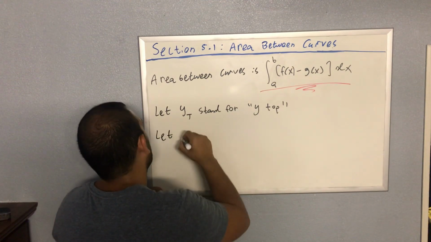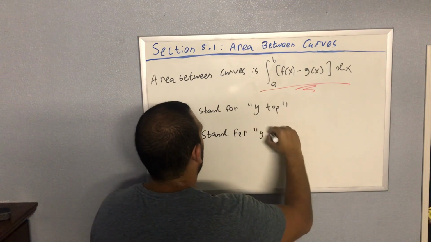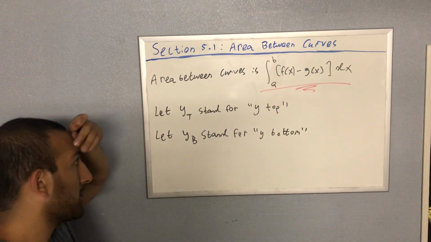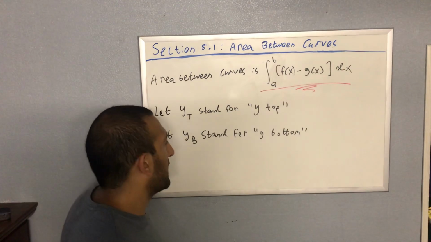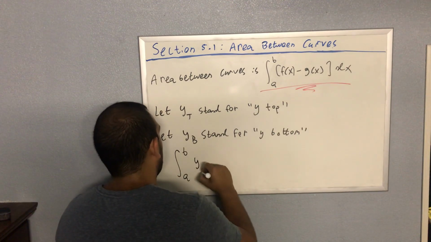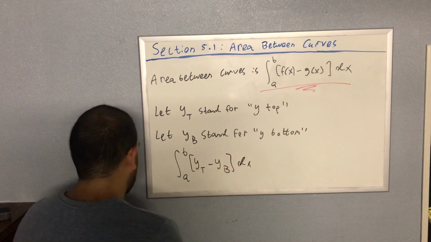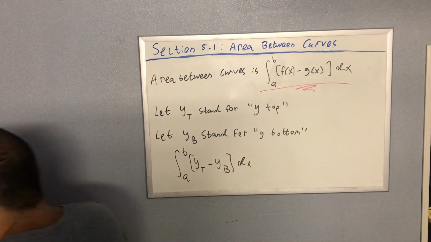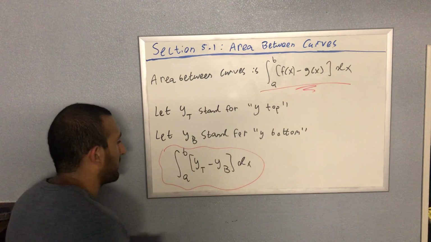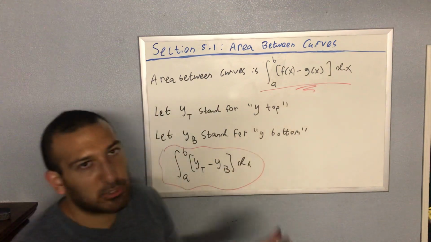And let y b, you guessed it, y bottom, be like g. So the other function that gives you a y coordinate is y bottom. And so a lot of people like to write it this way. The area under the curve is the integral of y top minus y bottom dx. Because then you don't really have to ask, okay, what is F, what is G? It makes more sense to talk about the top curve and the bottom curve as opposed to just some random letters F and G. But this is just for motivation.